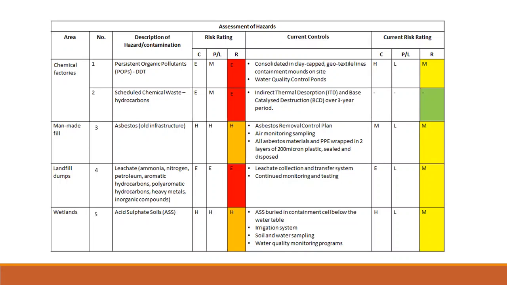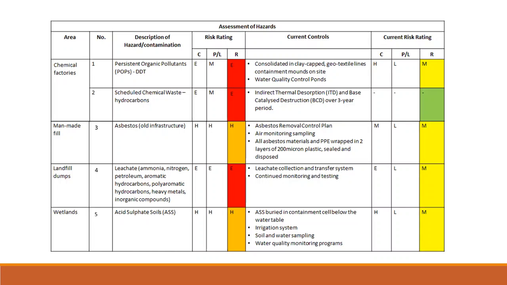This same process was done for asbestos and leachate contamination, as well as acid sulfate soils. Particularly in the case of leachate, a number of chemicals are present, including ammonia, nitrogen, heavy metals, and polyaromatic hydrocarbons, all of which have a significant impact to humans and environment.